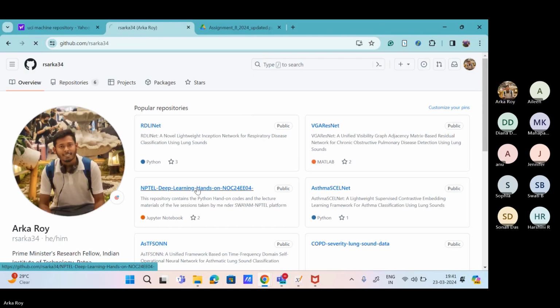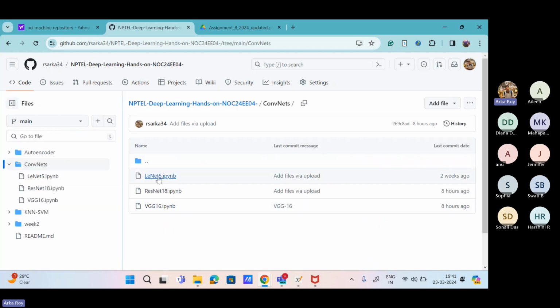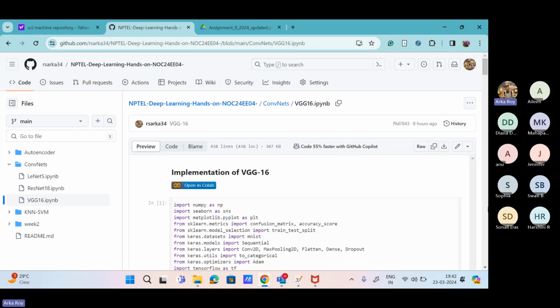go to ConvNet. I have created separate folders: KNN, SVM, ConvNet, autoencoder. In autoencoder, you will see normal autoencoder, denoising autoencoder, convolutional autoencoder, everything is there. And in ConvNet, there are separate files: this is VGGNet, VGG16 and ResNet 18. So let me just open VGG16 over here. In case of VGG16, you can see that the whole code is given.